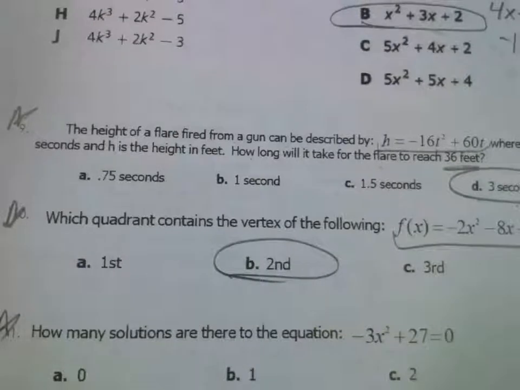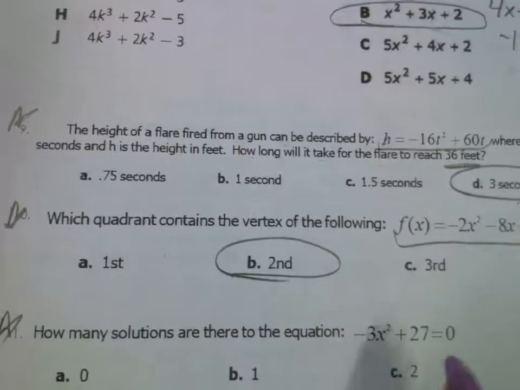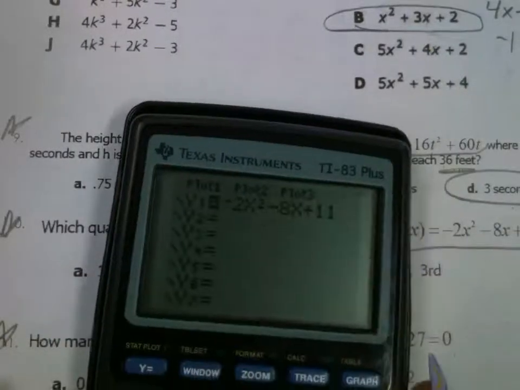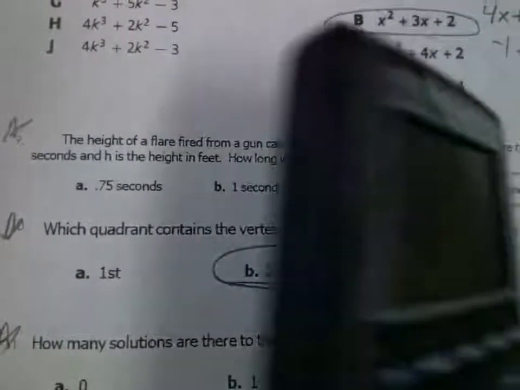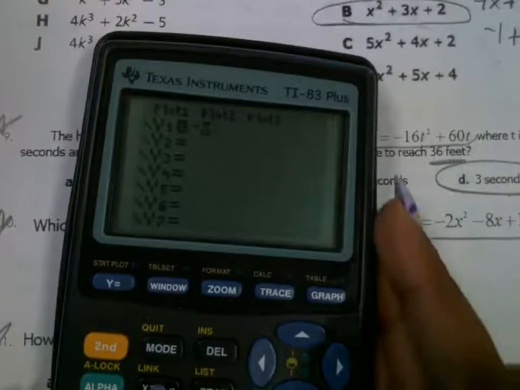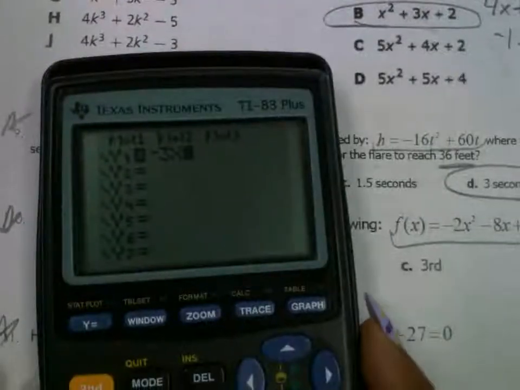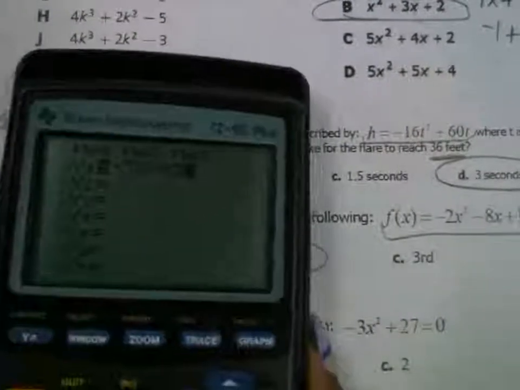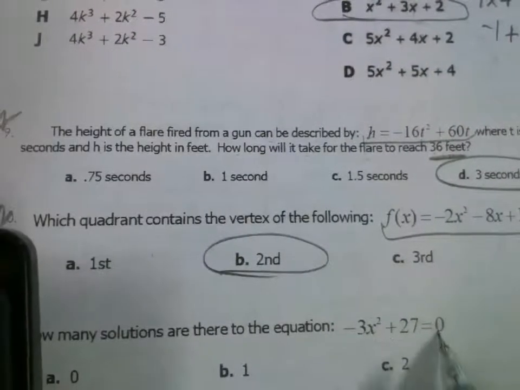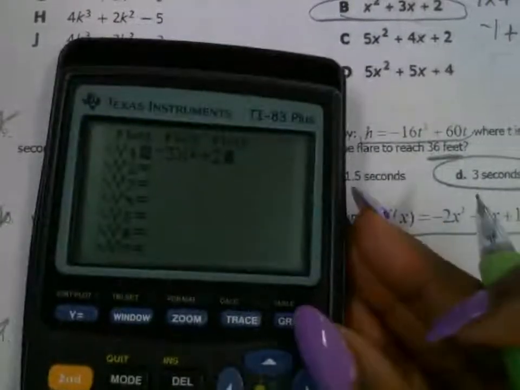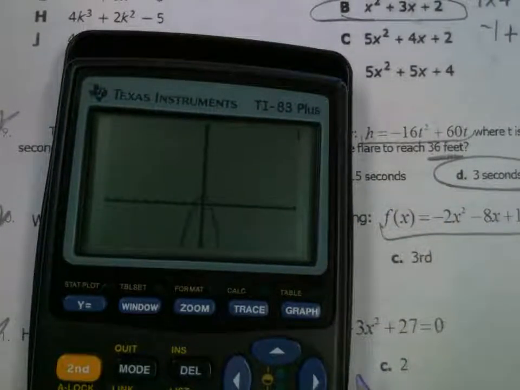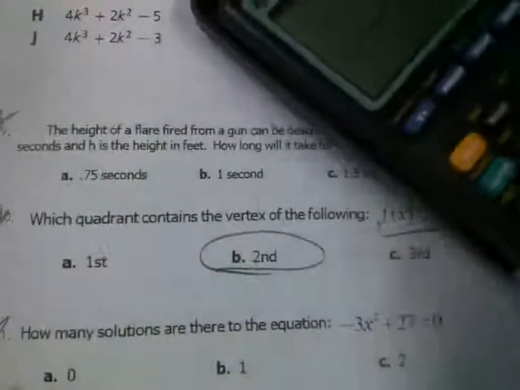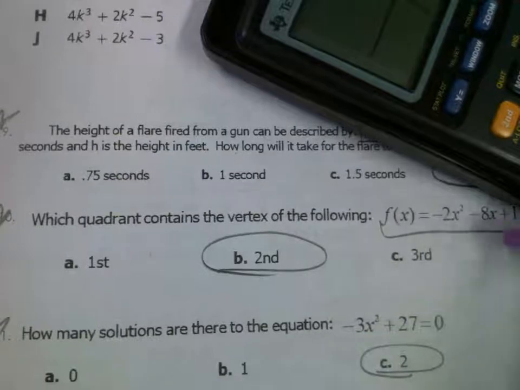All right. How many solutions? That means how many times does it cross the x-axis? So grab it and see. Clear that out. And we got -3x squared plus 27. So remember, this is y, where y is equal to 0. Graph it and see how many times it crosses the x-axis: at 2 places. So it has 2 solutions.